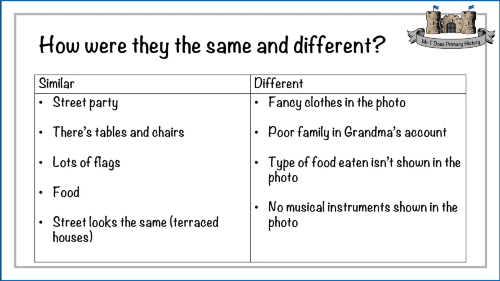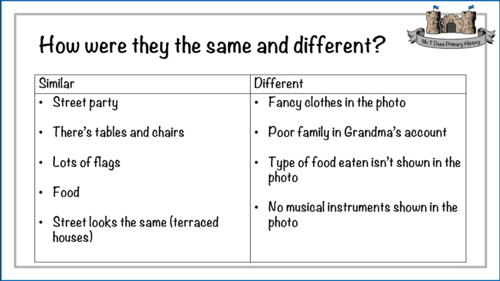So how were they similar? Well, they both mentioned there was a street party. You could see tables and chairs on both of them. There were definitely lots of flags mentioned. Food was mentioned. The streets look the same. They're both what we call terraced houses. I wonder if there's any terraced houses near you. There are near me. That's where you have a road in the middle and houses on either side.